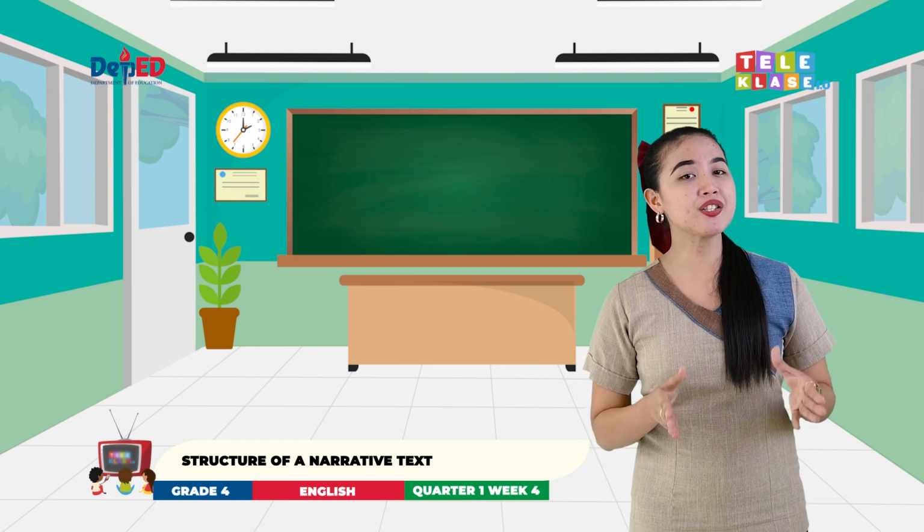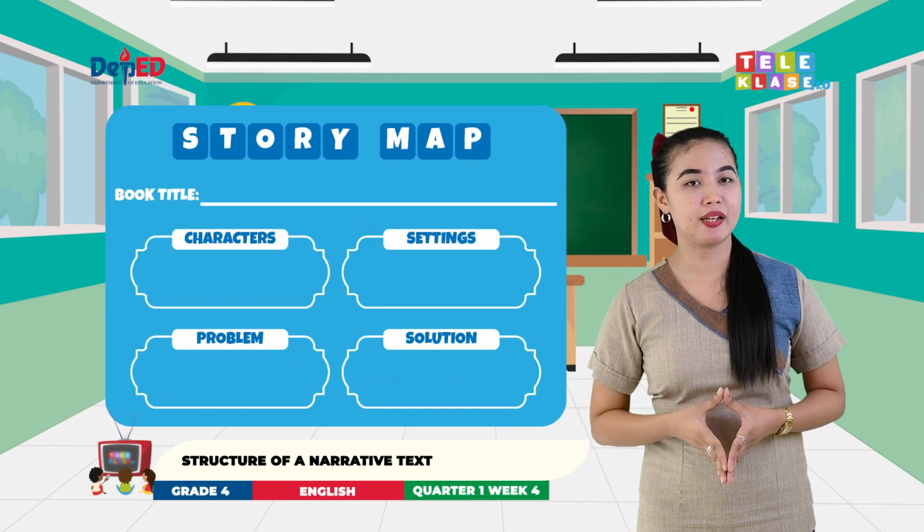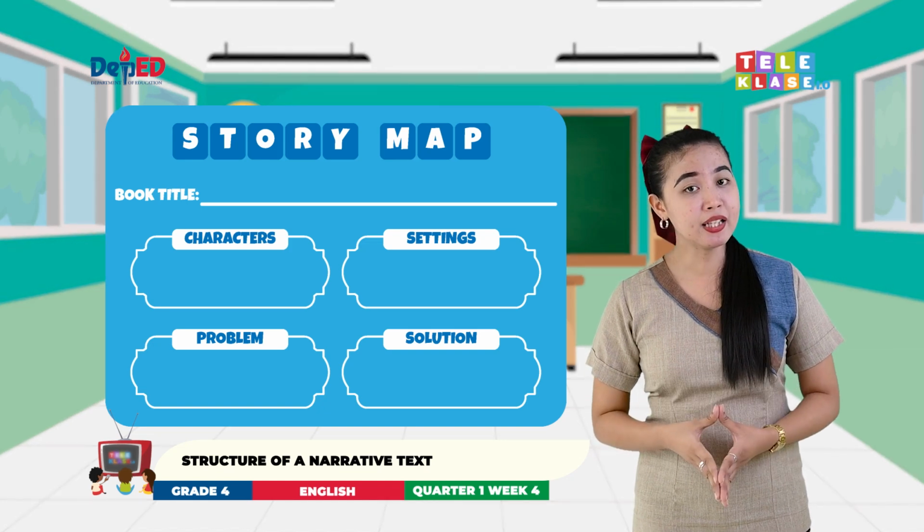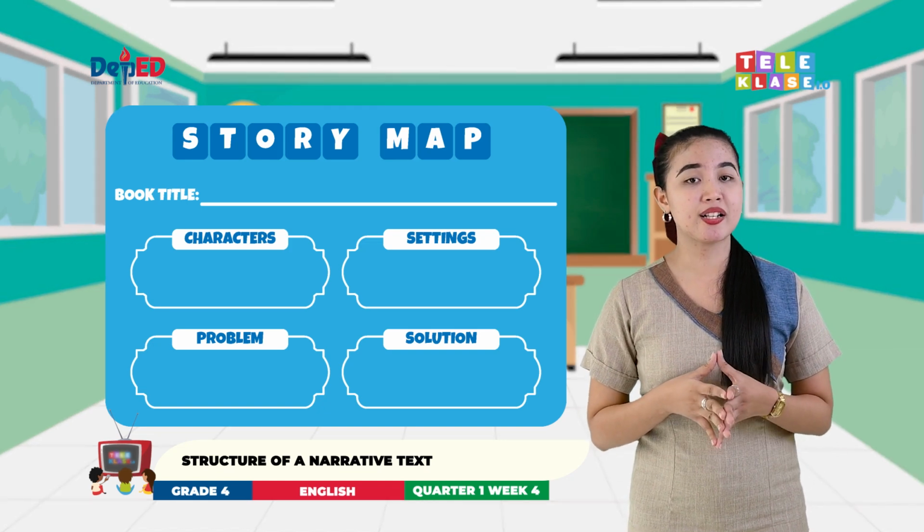Now, it's your turn to accomplish this story map. You may write your activity on a short bond paper. Again, be creative in doing your activity.